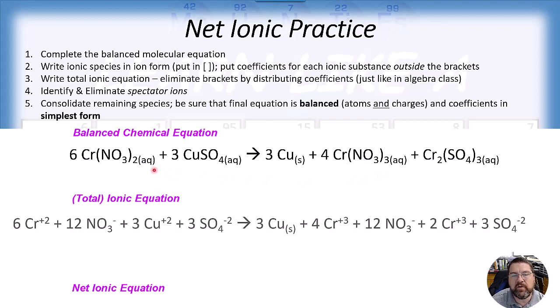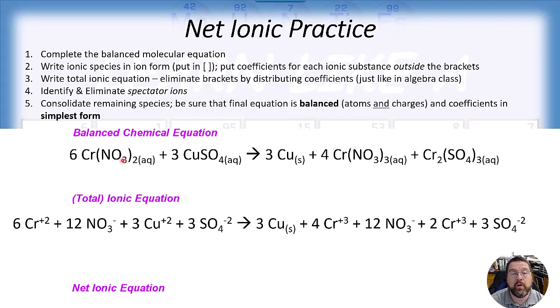So the chromium nitrate, if we break that down, now here we've gotten away from showing the brackets. That can be used as a tool to help you with that breaking down. But if you're getting comfortable looking at the formulas and knowing that you have to distribute the coefficients, you can go right to the total ionic equation. So again, whatever you're comfortable with.